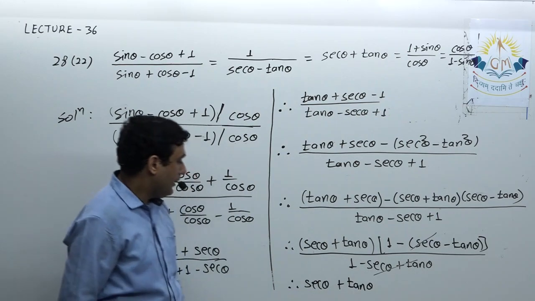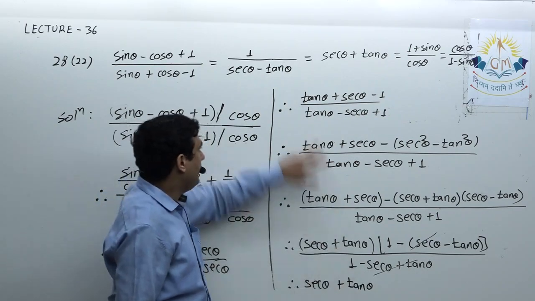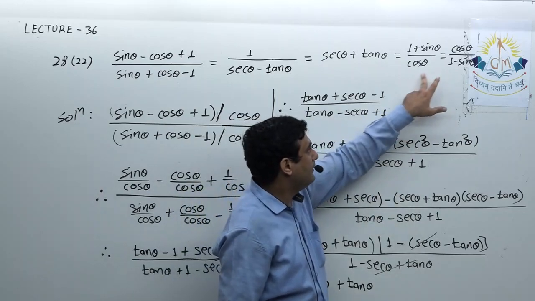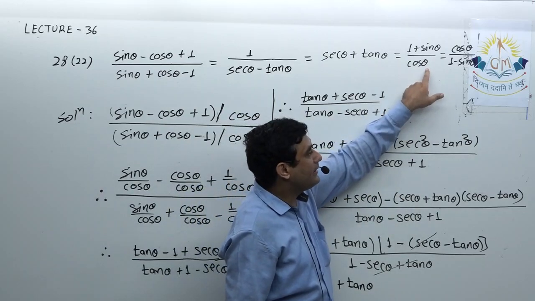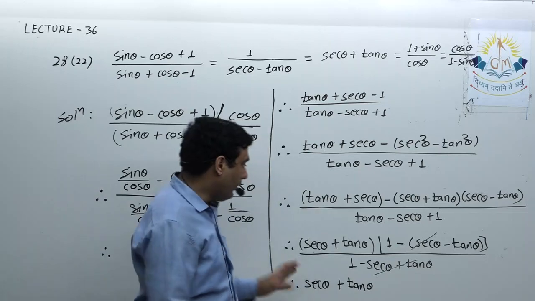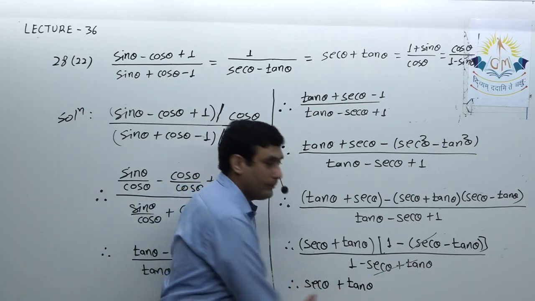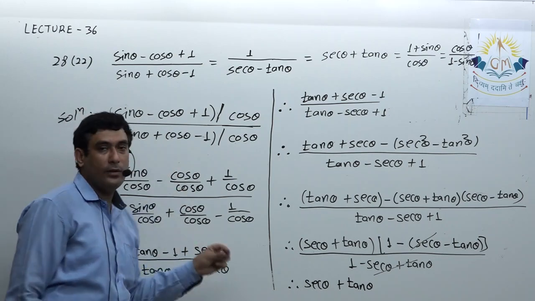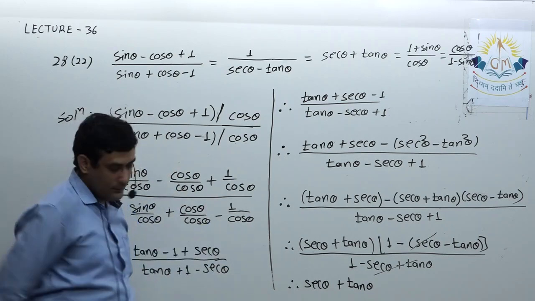Simply now if I rationalize I will get this, if I convert into sine and cos I will get this, and then if I again rationalize I will get this. So the only thing was how to get this particular expression. So note it down, then I will explain you once again in short, and then we'll proceed.